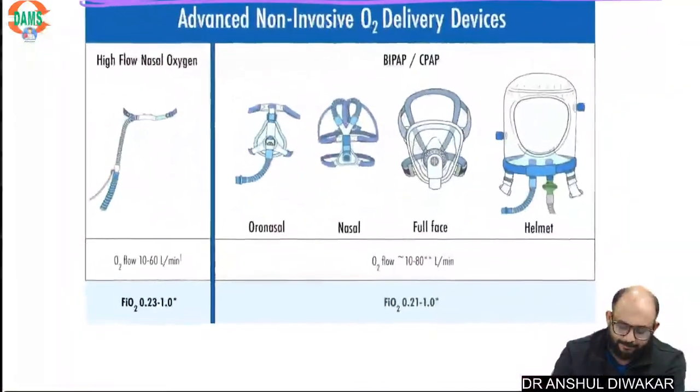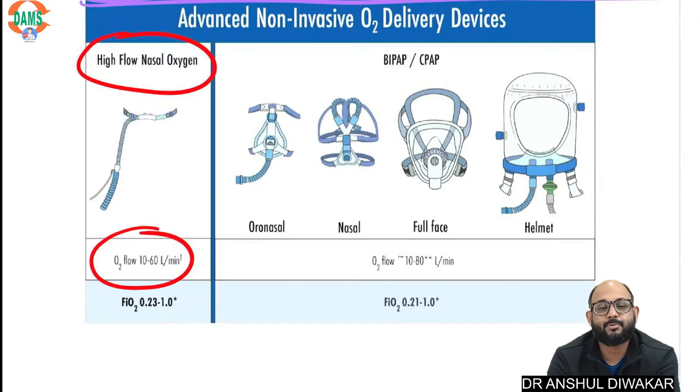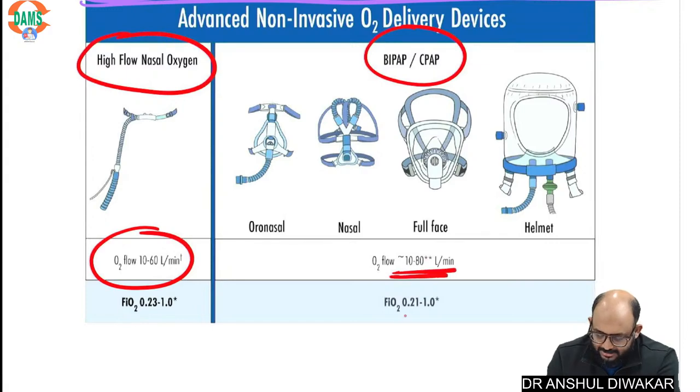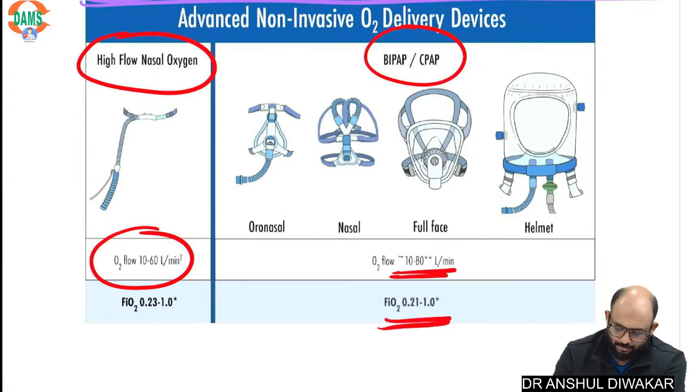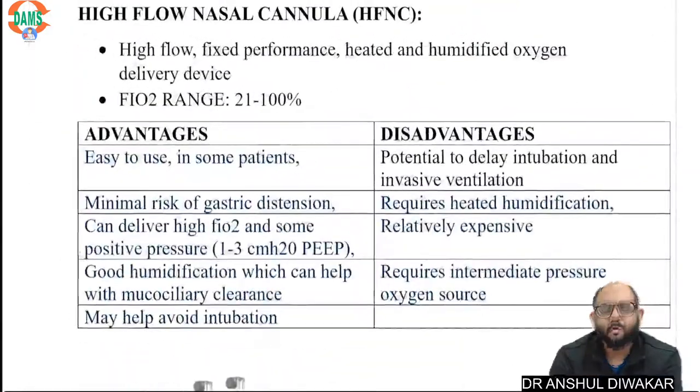Then you have high flow nasal cannula, HFNC, which is a proper ventilator type of device that has flow rates up to 60 liters per minute, and you can control the FiO2. And then you have non-invasive ventilation in the form of BiPAP or CPAP mask, which again have very high flow rates, and you can control the FiO2. So this is the first part of the discussion, that is on the O2 delivery device.